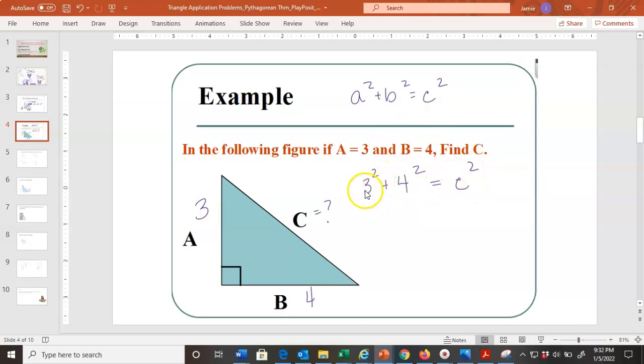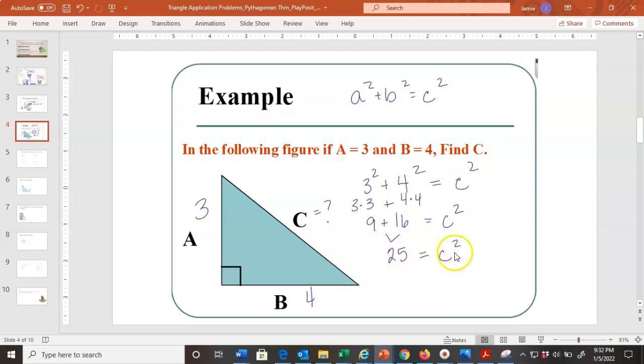So again, you can use that calculator. 3 squared. Remember, the little exponent means to write it twice. We learned that in algebra. So this is 4 times 4. That's what the squared means, to write it twice. So 3 times 3 is 9, and 4 times 4 is 16. 9 plus 16 is 25.